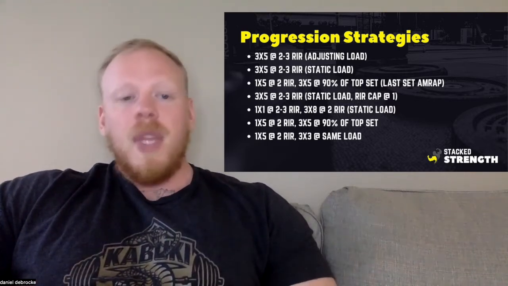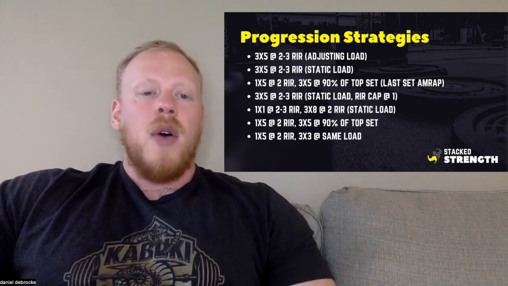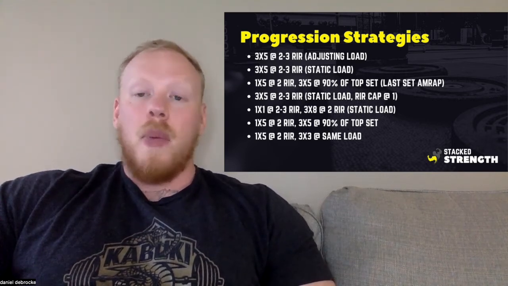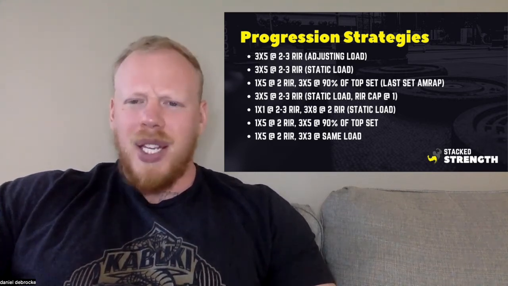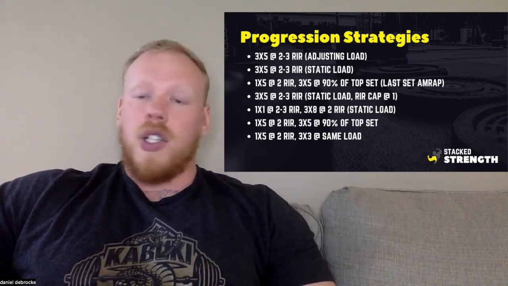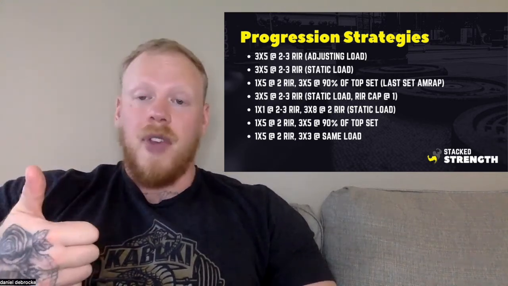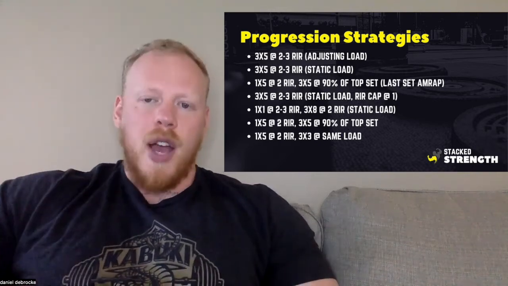Okay. The next strategy is utilizing a top single. Now, a lot of the times when people use a top single, it's kind of like an RPE 10, but it doesn't have to be. Right, so you can do a top single at an RIR of 2 or 3. It's going to be pretty heavy, but it's actually not that hard to recover from, believe it or not.